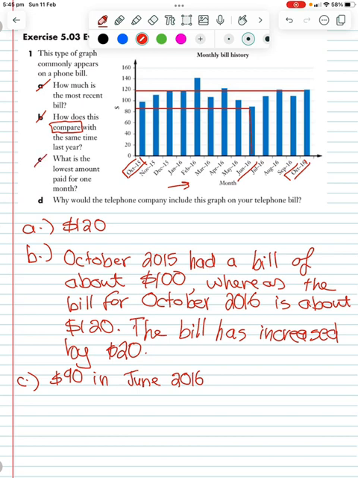Finally, why would the telephone company include this graph on your telephone bill? I'm not going to write it, just going to talk through it, but it's so that you can compare your spending of each month. This person may have looked at their spending in February 2016 and gone, I really don't want to be paying $140 a month. What do I need to do to change it? It's really good for you to be able to make sure that you're not overspending on anything, to make sure that maybe you're not getting overcharged on anything, and it's just a really good comparison for you to have in your bill.